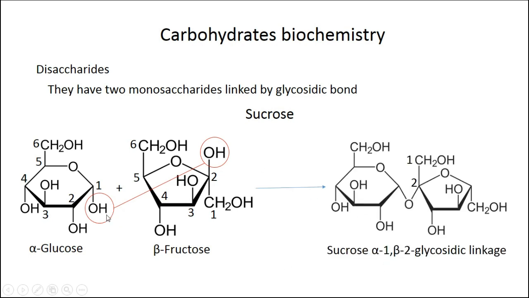The bond in sucrose is between the hydroxyl group of the first carbon of alpha, so it is alpha 1, and the hydroxyl group of the second carbon of beta, so it is beta 2. So it is an alpha 1, beta 2 glycosidic bond or glycosidic linkage.